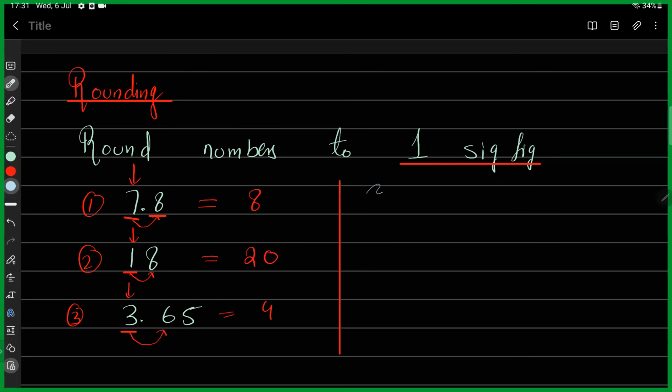Let's talk about some more examples. 16.2, 9.1, and 1180. Yes, all of you, please pay attention and just tell me, how do I round it off? Again, the question is about rounding it to one significant figure. So one significant figure would mean 16.2 would become what? Ma'am, I think it would remain 16.